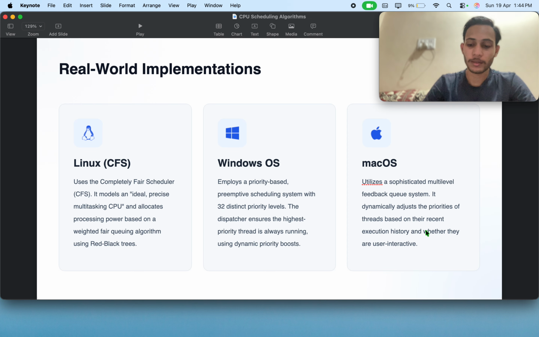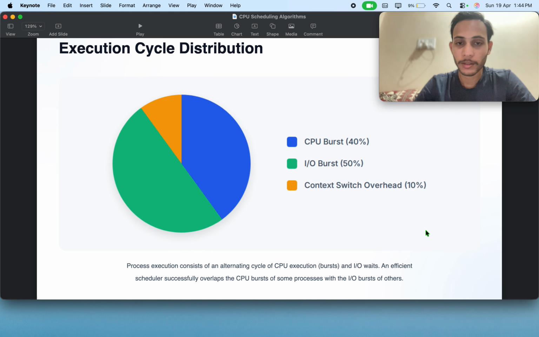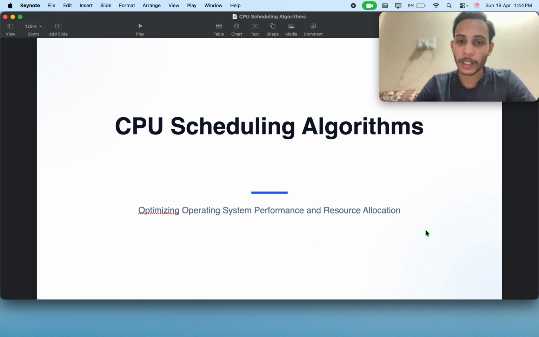So with this, the CPU scheduling algorithms are done.